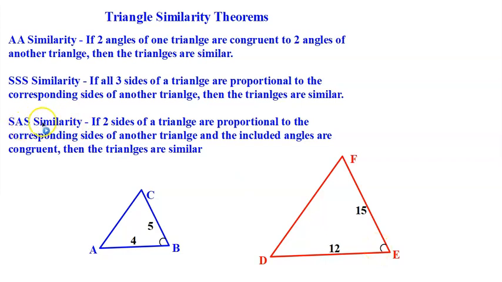So SAS similarity. Again, you're going to have to specify that this is the similarity theorem, not the congruence theorem, because if you just put SAS, it's going to be assumed that you're talking about the congruence theorem. All right. So here it is. If we just have this little bit, I know that these two sides are proportional. I know those angles are congruent. I don't even have to check the other sides. I know they are automatically going to be good.